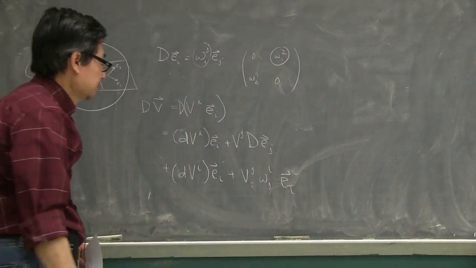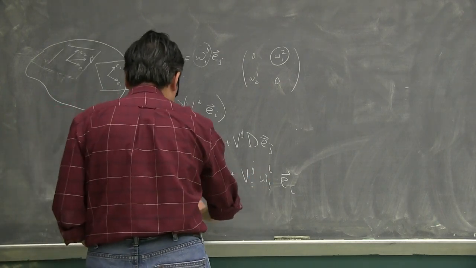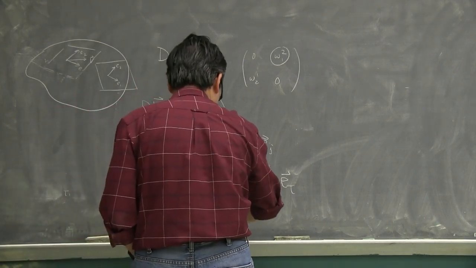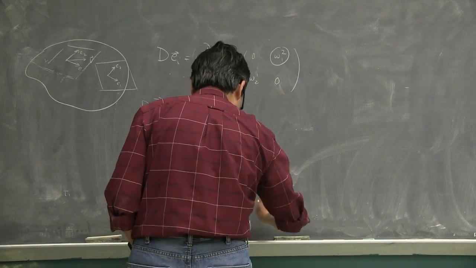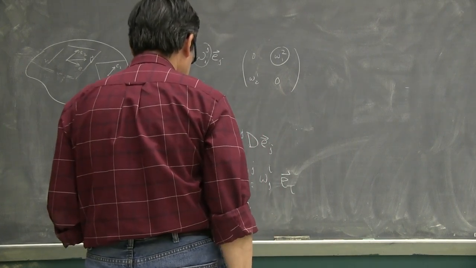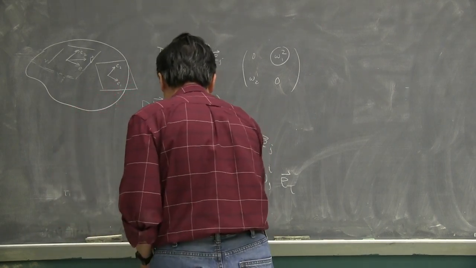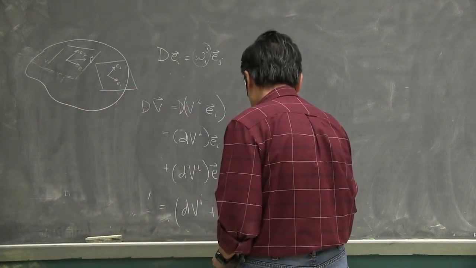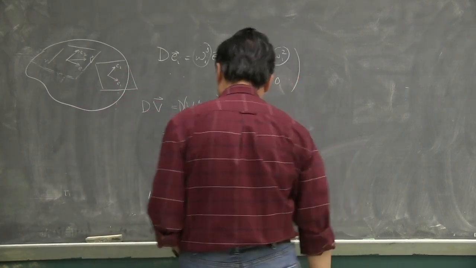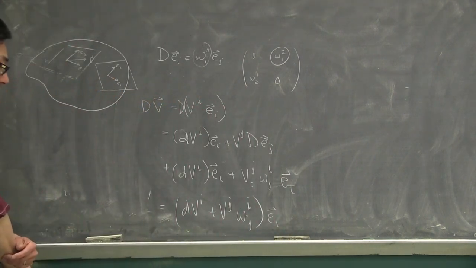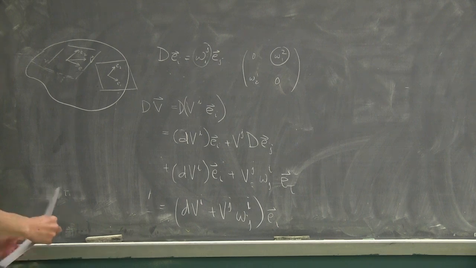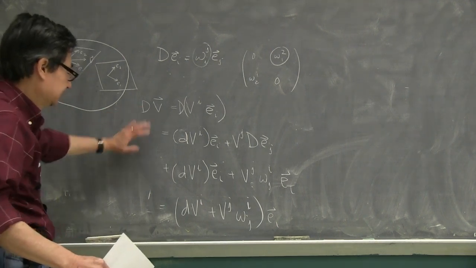The reason I want to do that is simply I want to factor out the Ei, so this becomes dvi plus Vj omega j I d times Ei, like so, okay? Okay, that's the covariant derivative of V, all right?